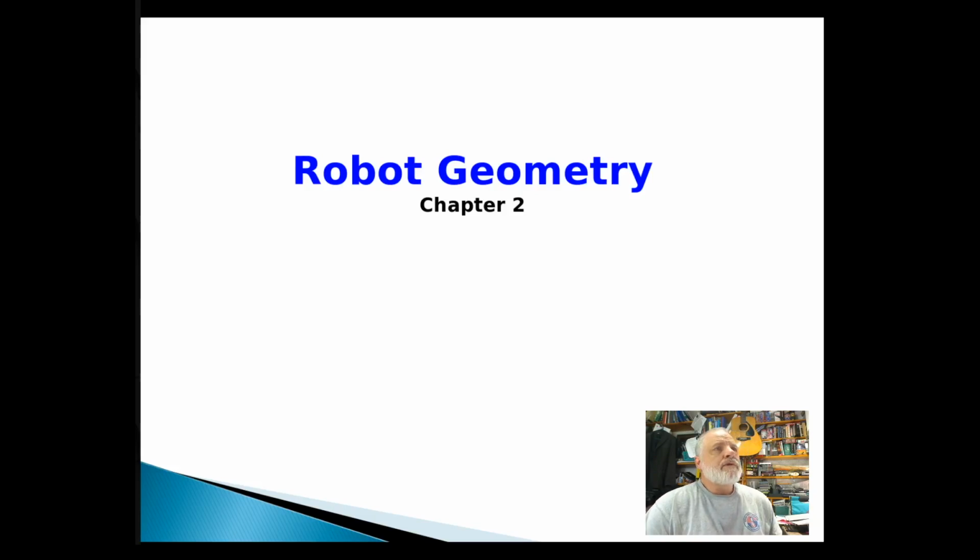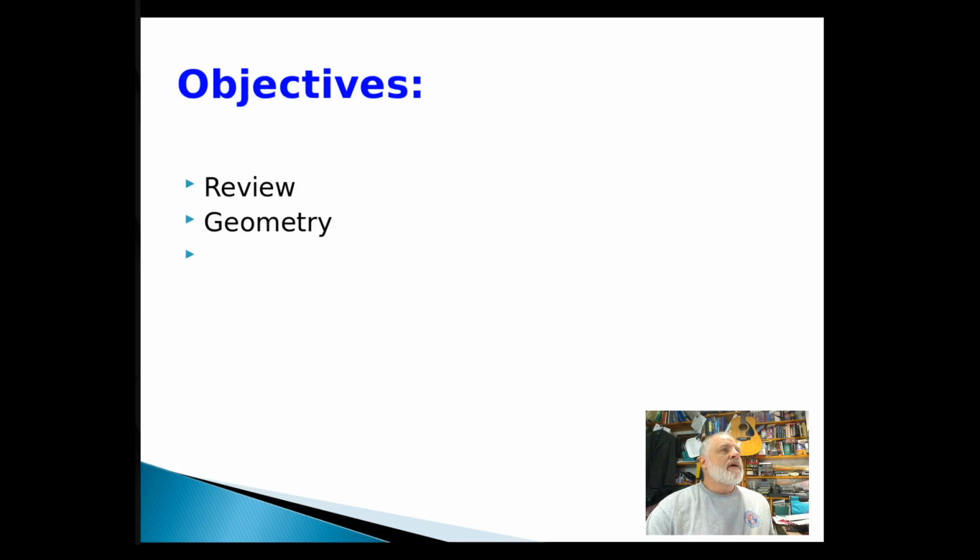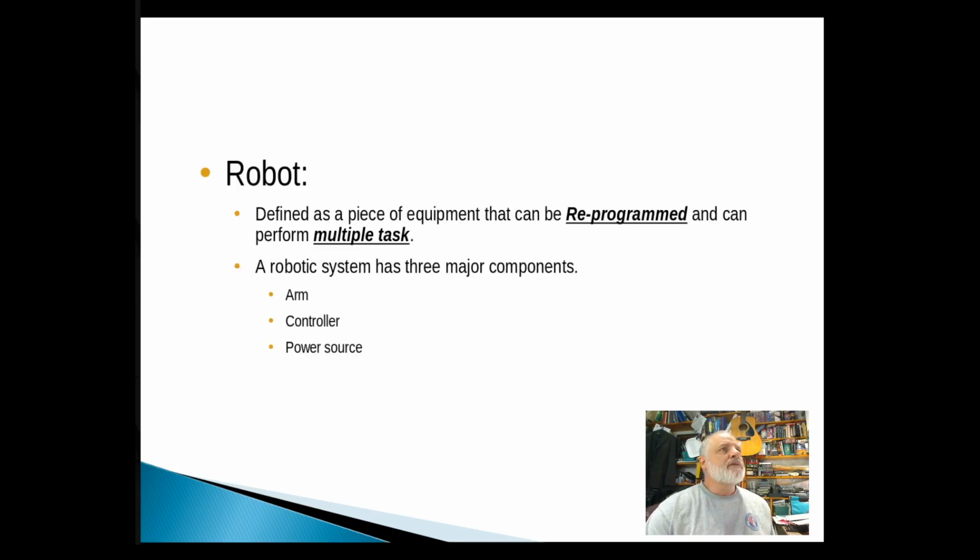Okay, welcome to week 3 of Introduction to Robotics, and today we're going to be talking about robot geometry, which is still chapter 2 in the book. So let's do a little review first, and then we'll get into the geometries. We defined in week 1 that a robot is a piece of equipment that can be reprogrammed to perform multiple tasks. And it has 3 major components: the robotic arm or manipulator, the controller, and the power source.